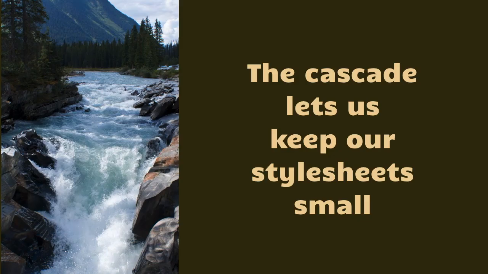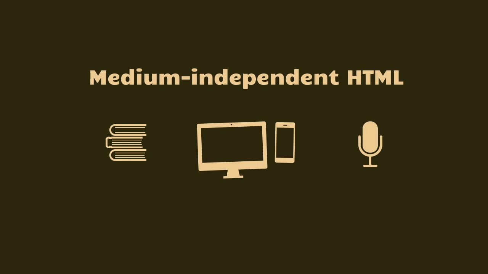Now, the cascade is also extremely relevant to CSS survival. Some people hate on it, but one thing to say about the cascade is that it really allows us to keep our style sheets small. It allows for medium independent HTML. Because if you write everything in HTML and you don't have any styles in your HTML because you're able to put those styles into a separate style sheet, you can reuse that HTML for lots of different use cases.